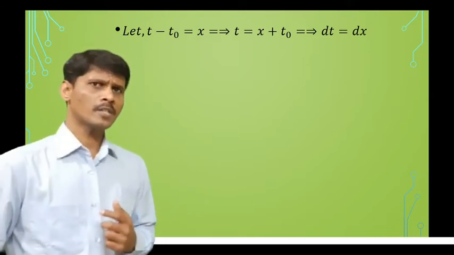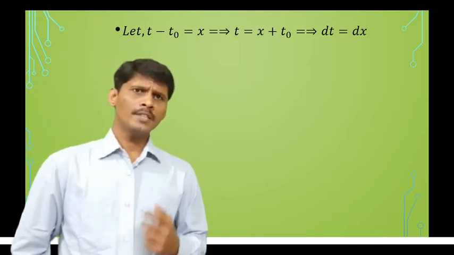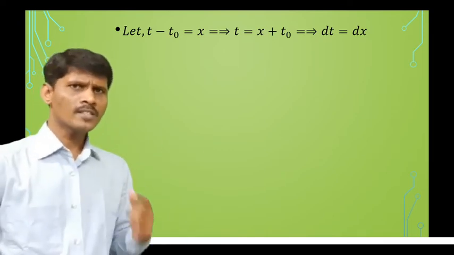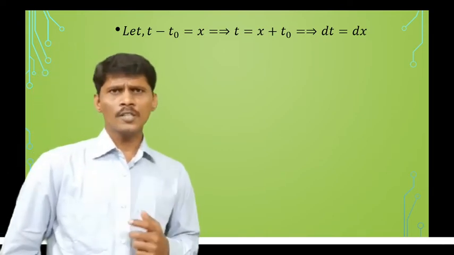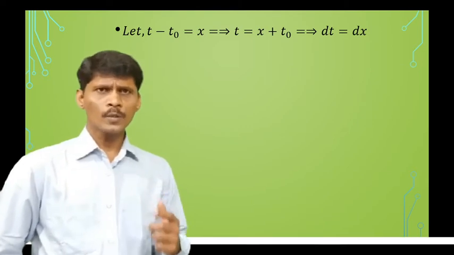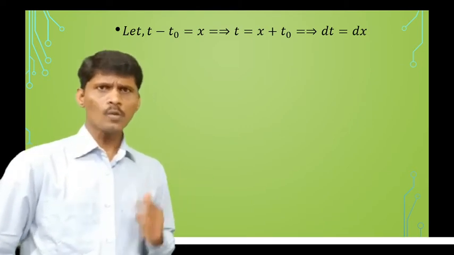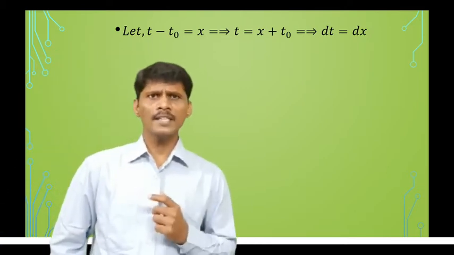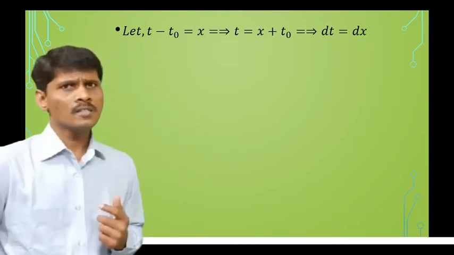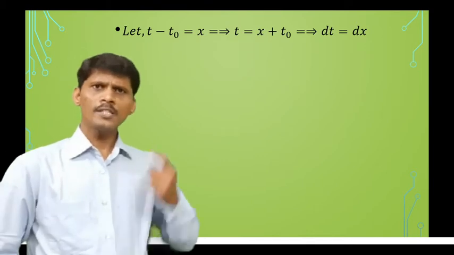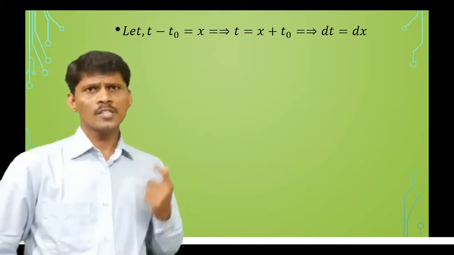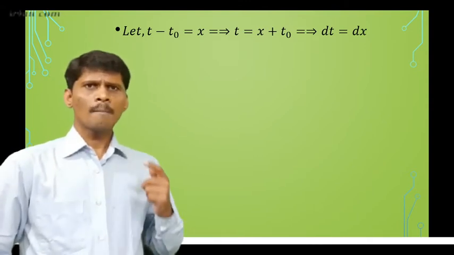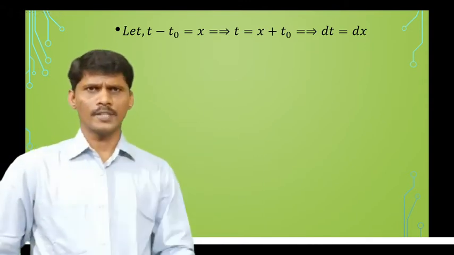In the previous equation, what are the ranges of t? The range of t is minus infinity to plus infinity. Here we are considering t minus t naught equal to x, so t is equal to x plus t naught. Now calculate the range of x. If t is equal to minus infinity, then x is minus infinity. If t is equal to plus infinity, then x is plus infinity. The range of x is also minus infinity to plus infinity.